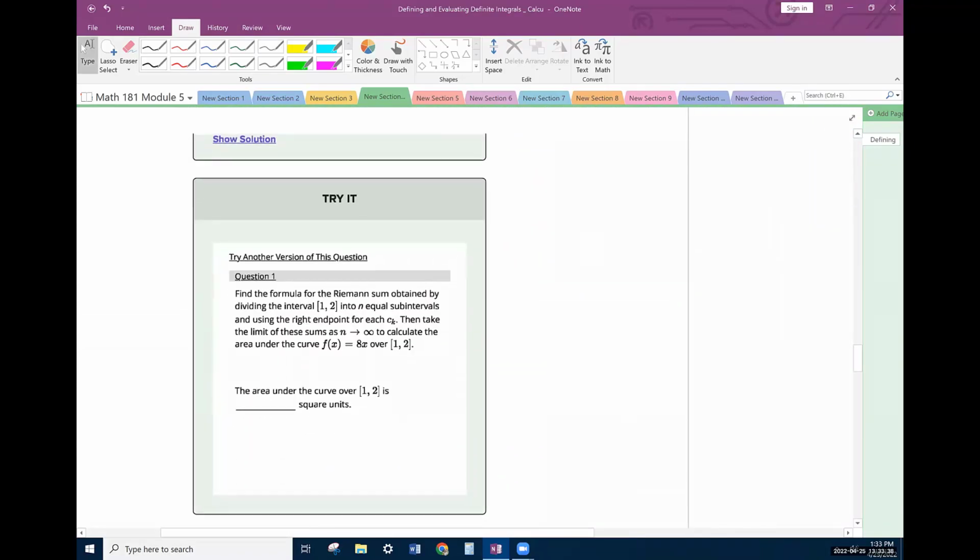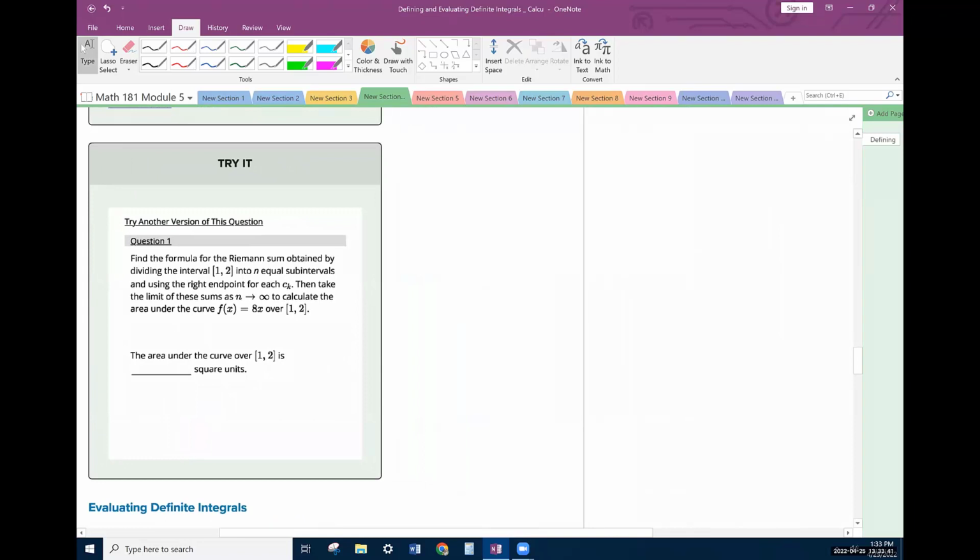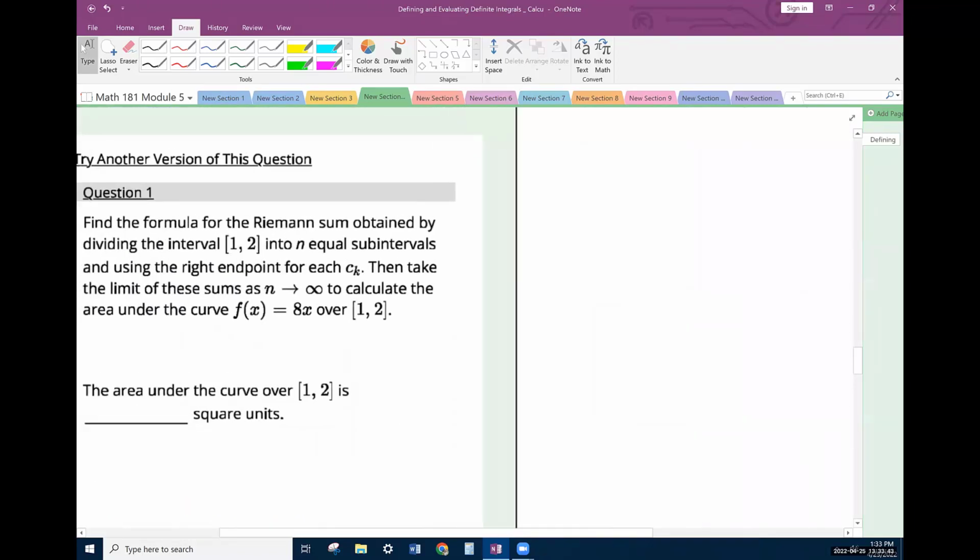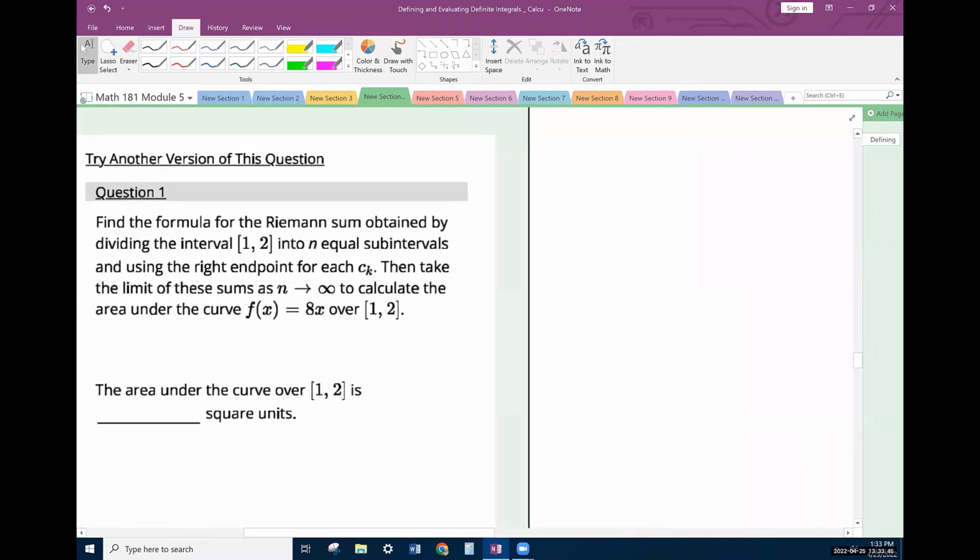Okay. Find a formula for the Riemann sum obtained by dividing the interval 1 to 2 into n equivalent subintervals and using the right endpoint for each ck. I don't know why they keep changing notation. Then take the limit of these sums as n goes to infinity to calculate the area under the curve for f of x equals 8x from 1 to 2. So what do you think our delta x is going to be? Yeah, 2 minus 1 over n, so 1 over n.